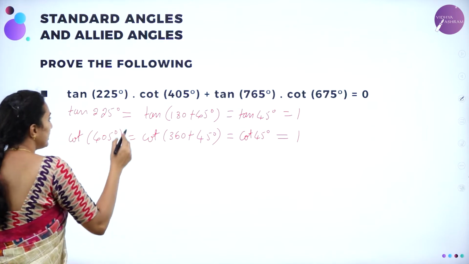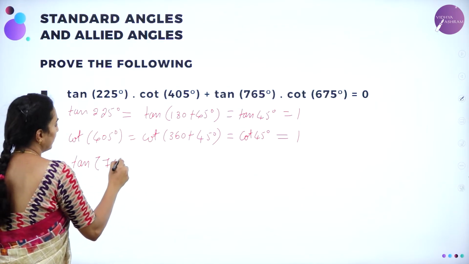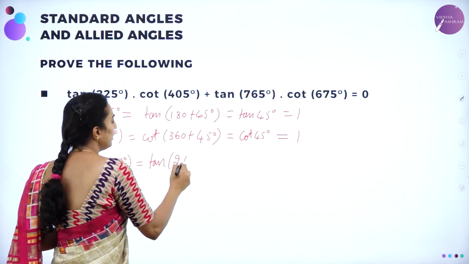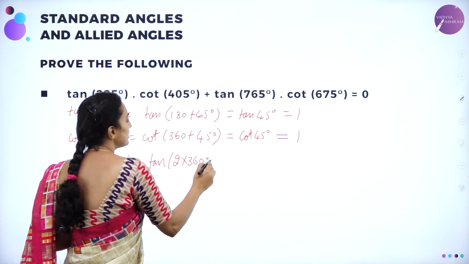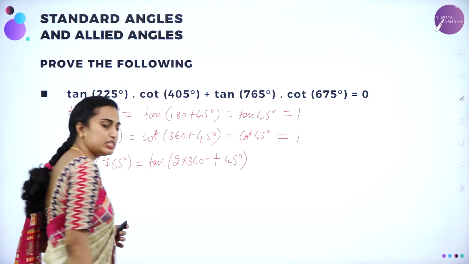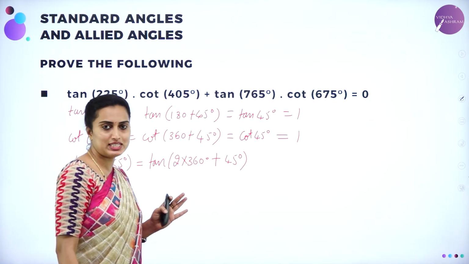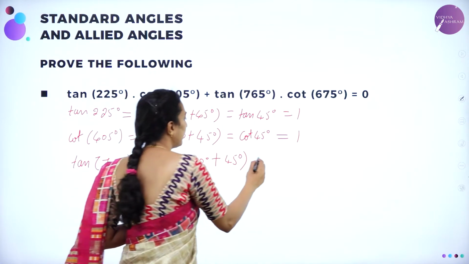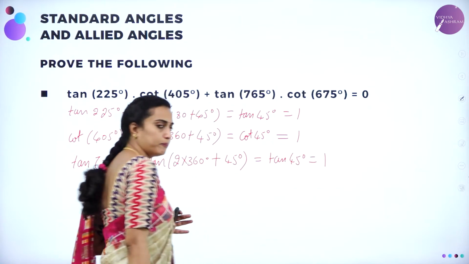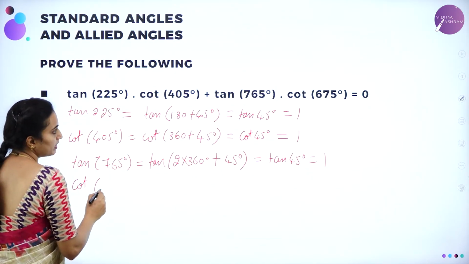Next you are having tan 765 degree. Now 765 degree can be written as tan of 2 into 360, which is 720, 720 plus 45 degree gives you 765 degree. But tan of 2 into n into 360 plus theta is tan theta, here tan 45 degree is equal to 1.